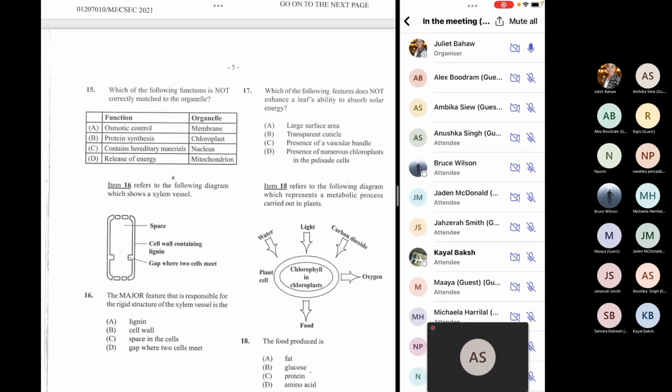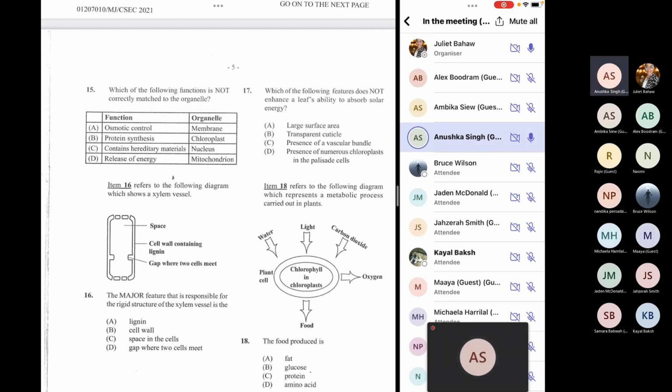15, Anushka. Which of the following functions is not correctly matched to the organelle? I had B.